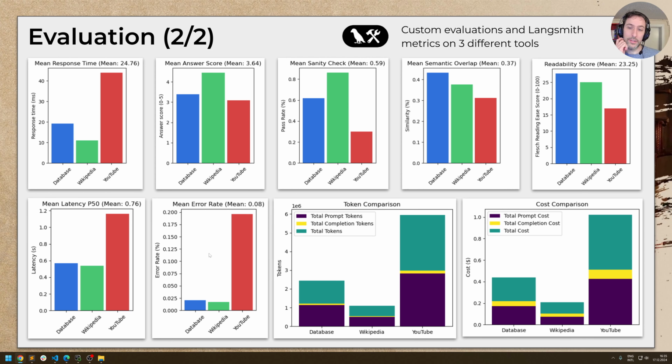And on the token and cost comparison, it's also kind of obvious that fetching information from Wikipedia is actually the cheapest and produces the least amount of tokens. The database a little more, and YouTube itself produces way more tokens and costs a little more than the other two, mostly because of the length of the transcripts again.